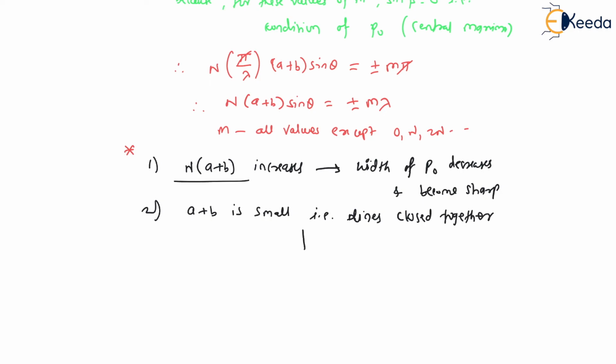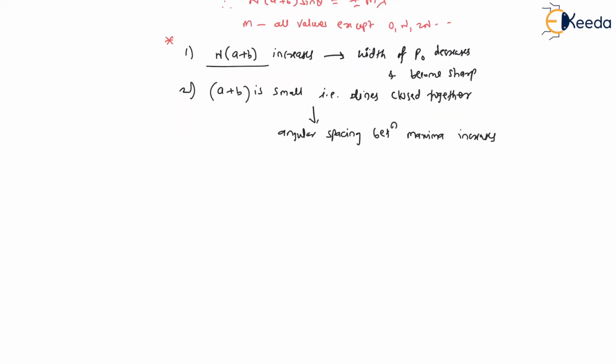This will result into what? The angular spacing between maxima, it increases. So for a small value of a plus b, the angular spacing will increase. As soon as the value of a plus b increases, the angular spacing decreases. So this one is the second observation.